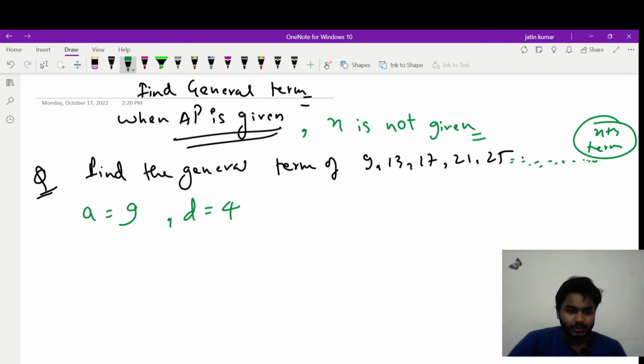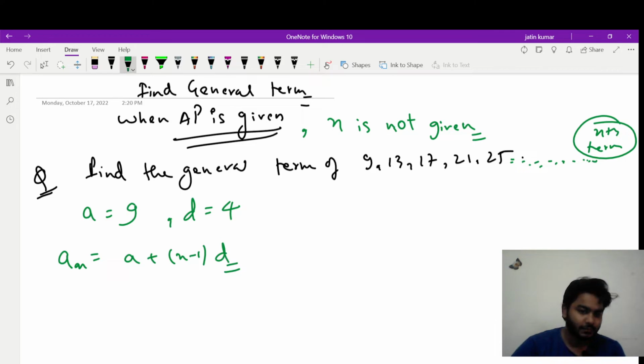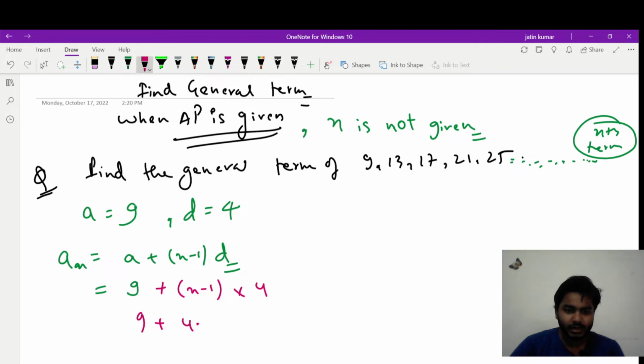So write the AN formula. AN is equal to A plus n minus 1 into D. The coefficient of D will be 1 less than the actual term. Okay, so A you will get from the AP itself, 9. A is 9 plus n minus 1 into D. D is 4. So 9 plus 4n minus 4, and this will be 5 plus 4n.